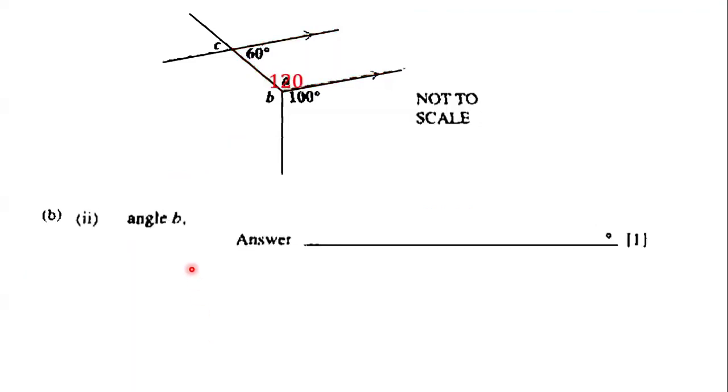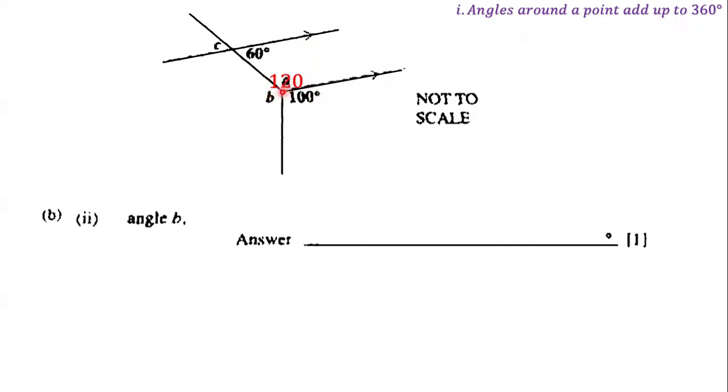Now let's move on to angle B. Here we have angle B. And note that in order to answer this question, we are going to use this useful geometrical rule, which states that angles around a point add up to 360 degrees. Here we have 120 from the previous question. So we know that this is A, this is 120 degrees. We know that this is 100 degrees, and we know that this is B.